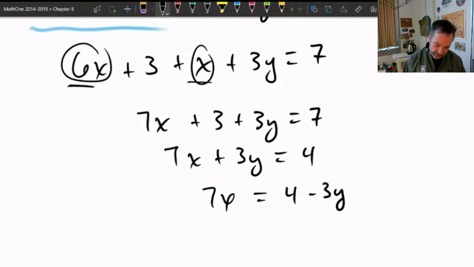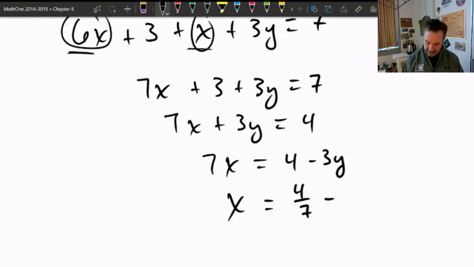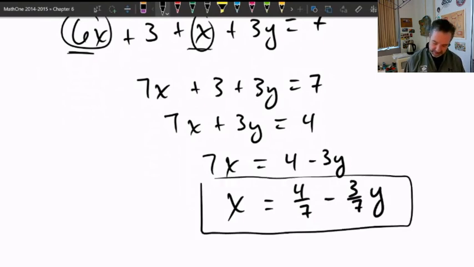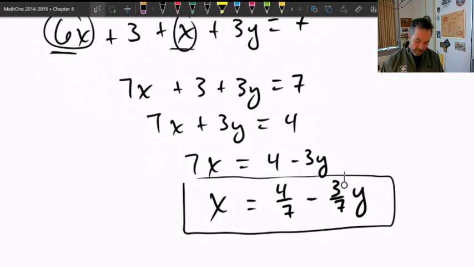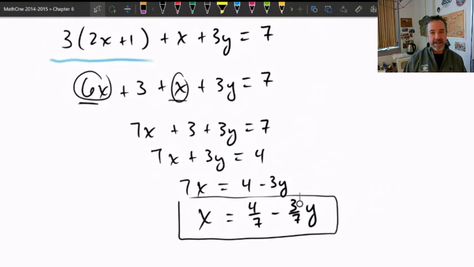And then finally, I'm going to divide everything by 7. When I divide 7x by 7, I get x. I divide 4 by 7, I get 4/7. I divide negative 3y by 7, I get negative 3/7 y. So this equation right here is equivalent to the original one, right? But what have I done? I've solved for x. I now have a new equation in which x is by itself.